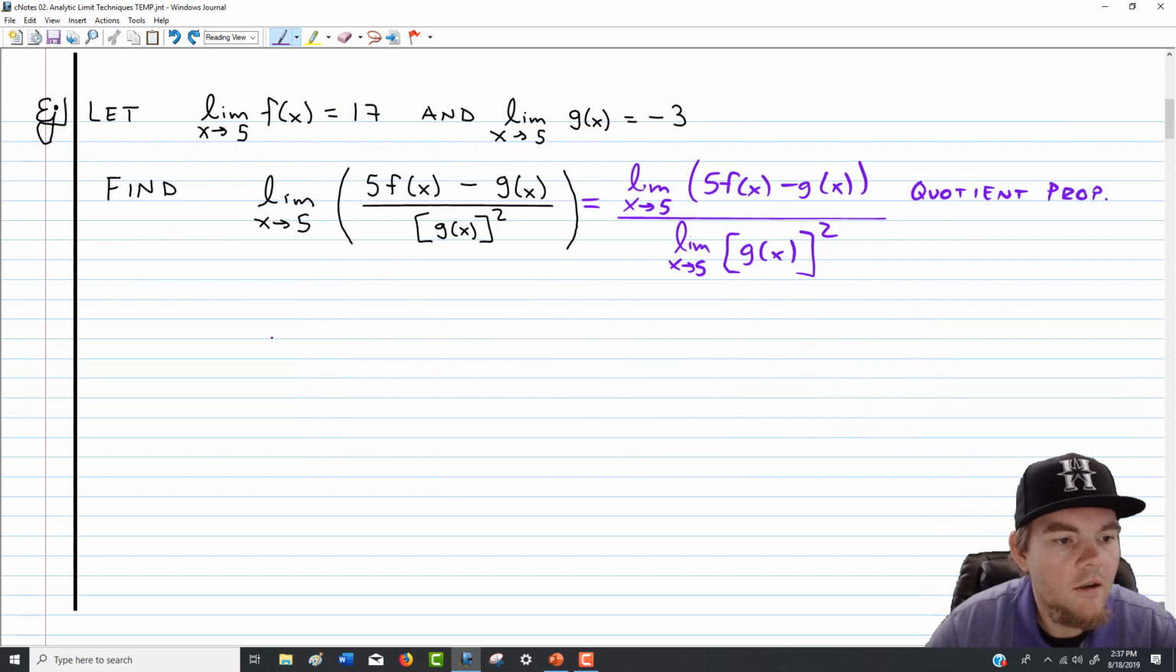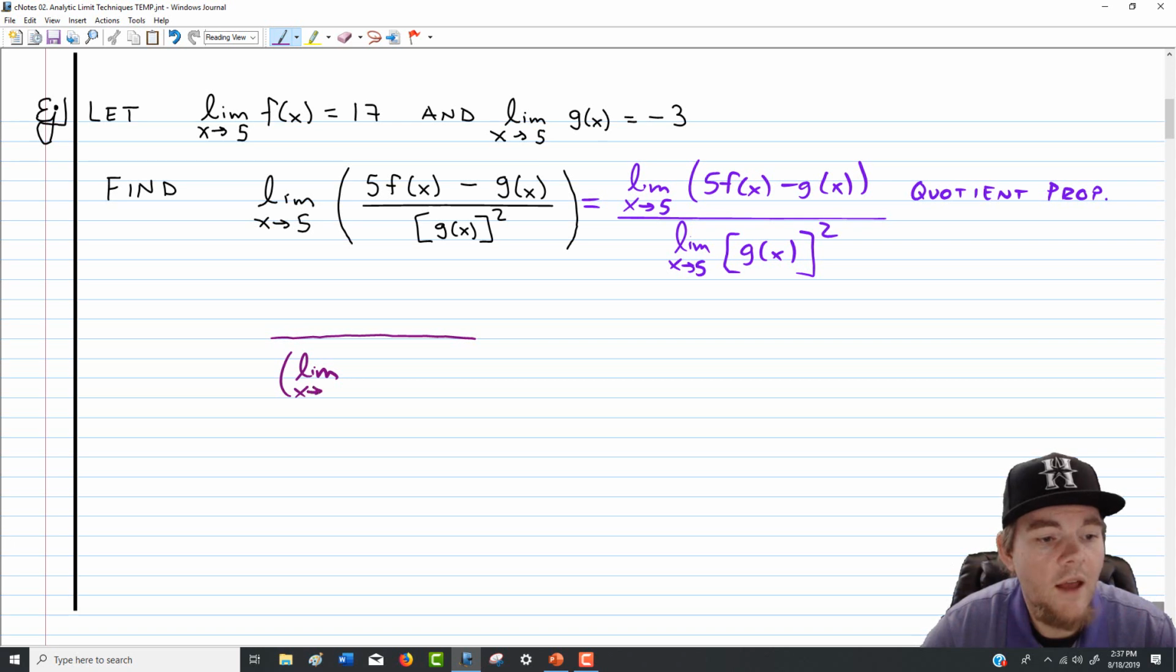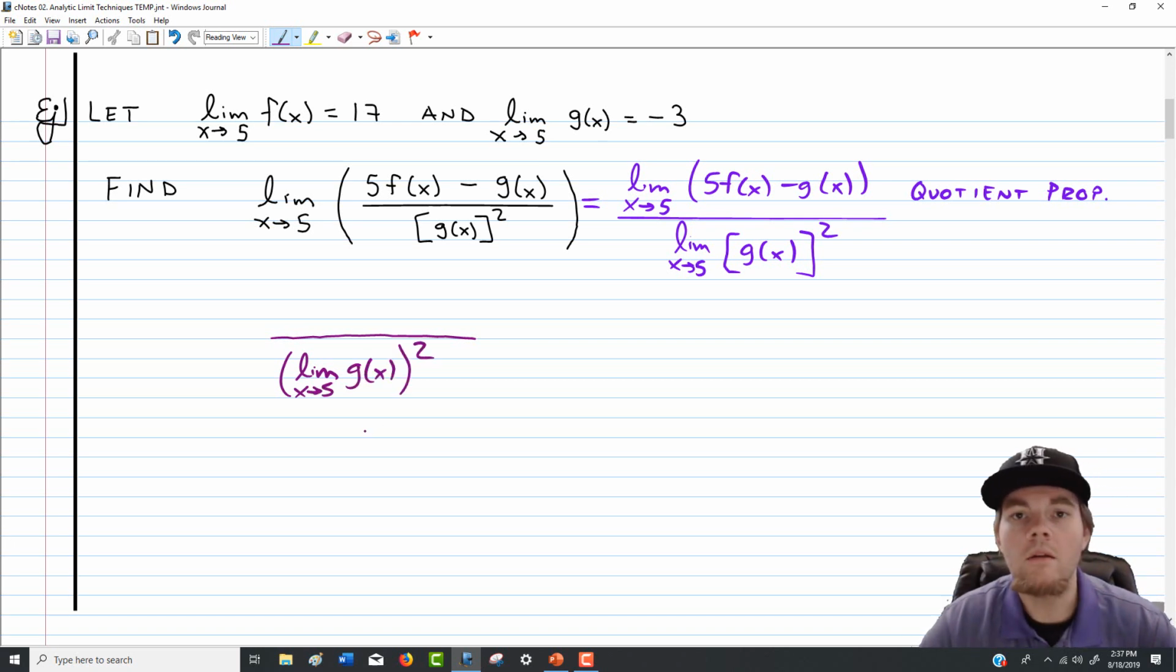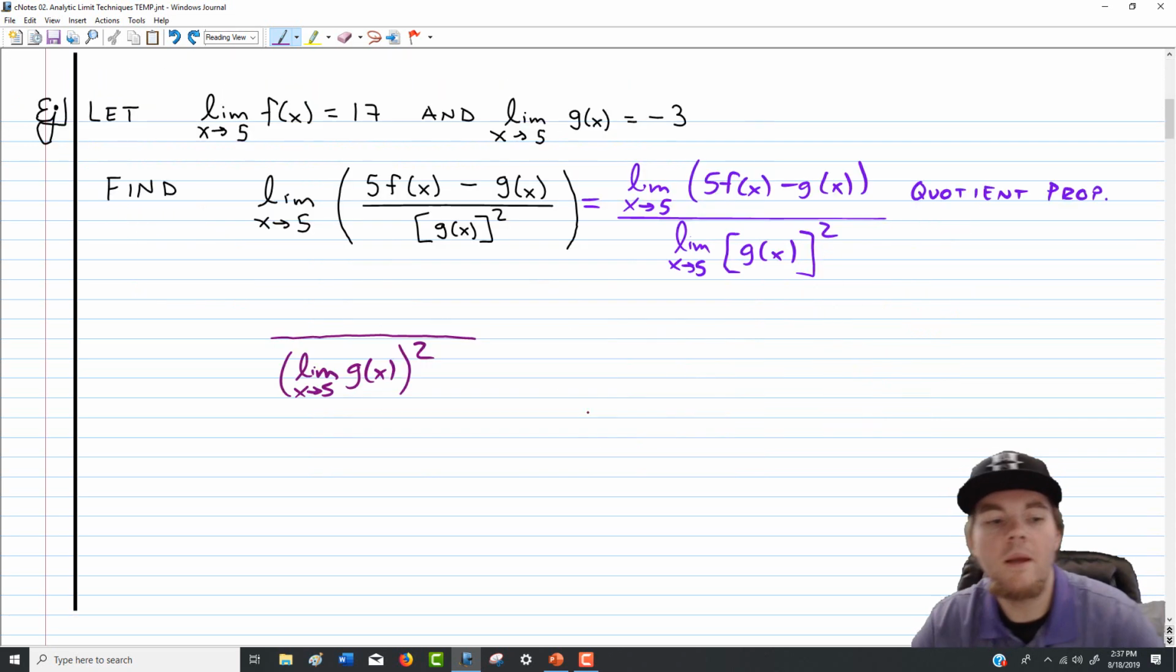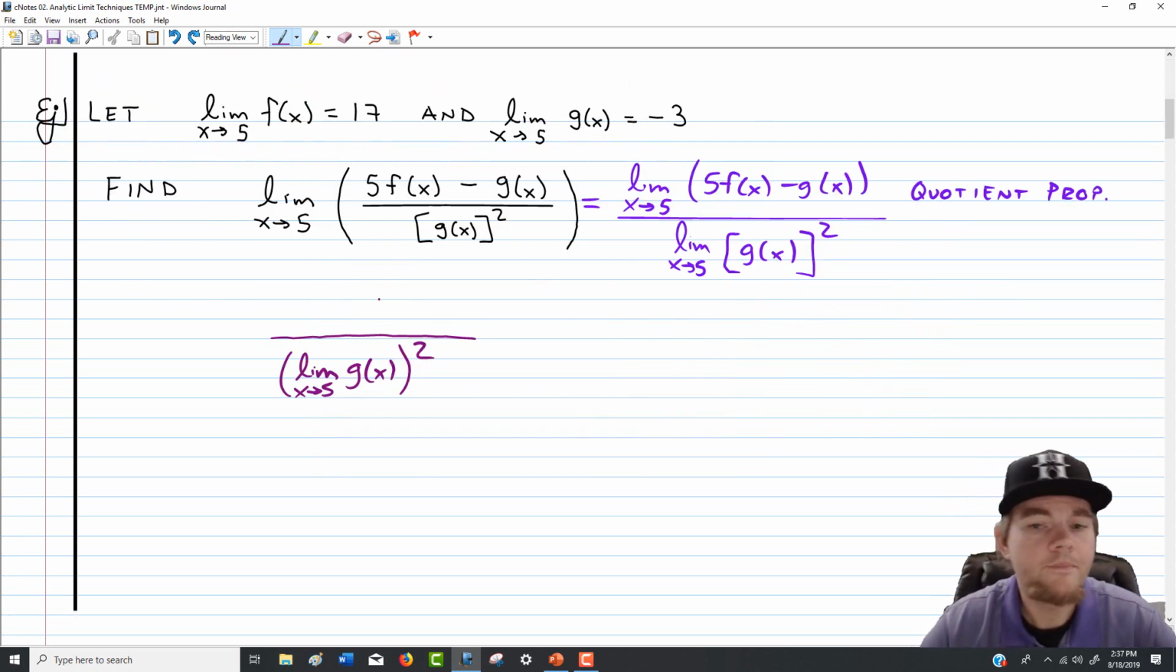So for that denominator, so I can do this correctly, I'm going to rewrite this as the limit as x approaches 5 of g of x, and that whole limit squared, since that's really what that power property is saying. Whatever the limit's value is, we can raise it to the power. So we'll eventually be able to dig in and get our way through there.